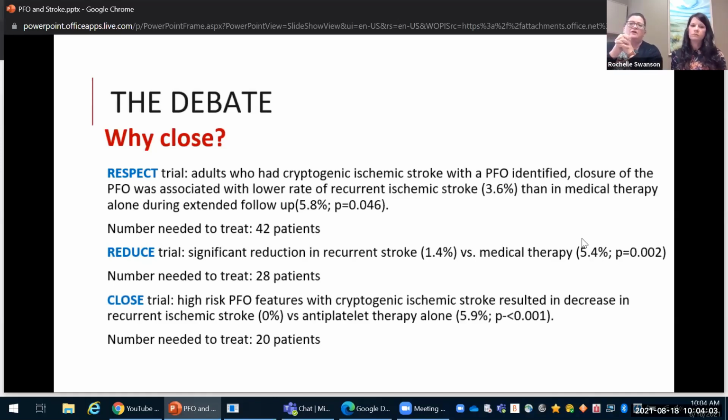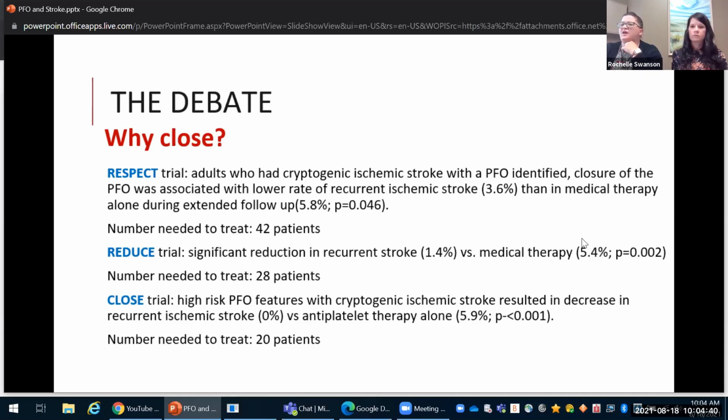The REDUCE trial looked at PFO closure versus medical therapy with only antiplatelets. So we're not looking at anticoagulants. They studied 664 patients for approximately 3.2 years. And what they found is that when they closed it, about 1.4% had recurrent stroke versus 5.4% with medical therapy. And the number needed to treat in that study was 28 patients.